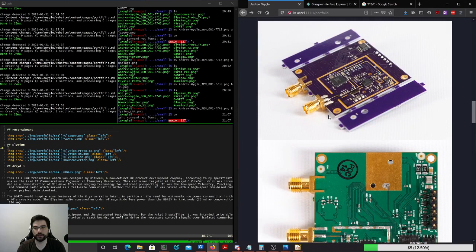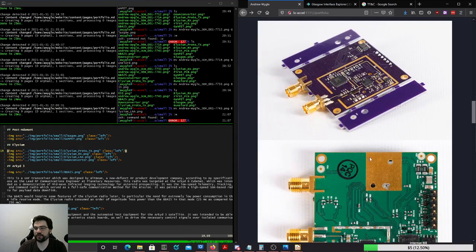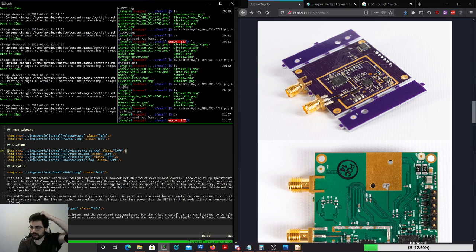Where am I? Right, Elysium. I want these to be side by side, I think. What do you think, chat? Should these be side by side or just one on top of the other like they are right now? That looks kind of weird. Or should I have some comments in between them?